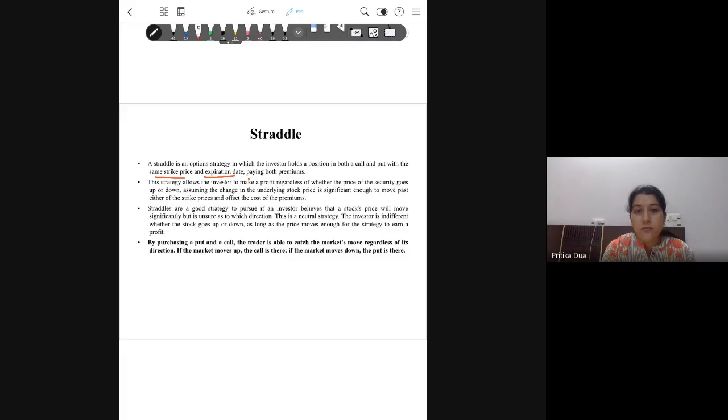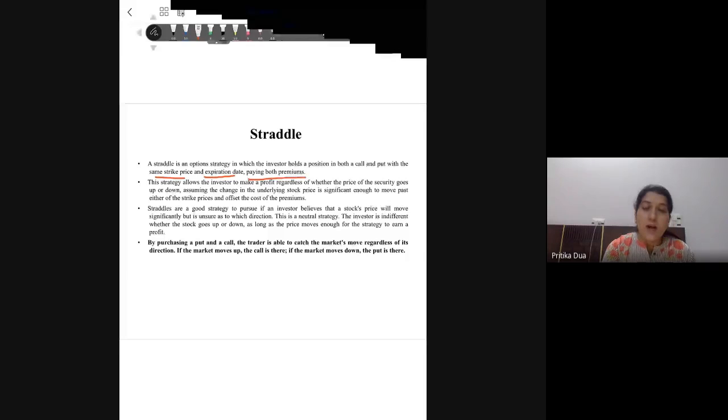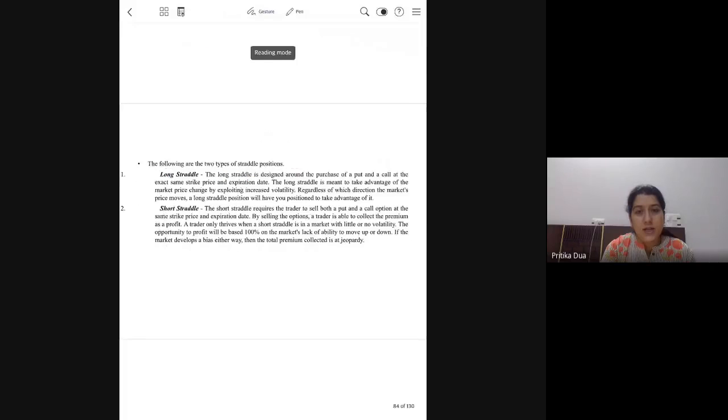So if the market moves up, you have a call option. If the market moves down, you have a put option. Again, this strategy can be worked, say, with a long position in the share, or you don't hold the share right now, but you enter into a call and put option on that share simultaneously. Okay, so what happens is that you have safeguarded yourself by entering into a call and put option as the holder.